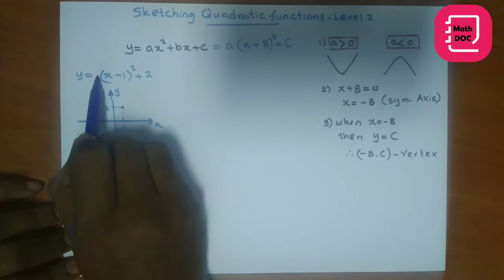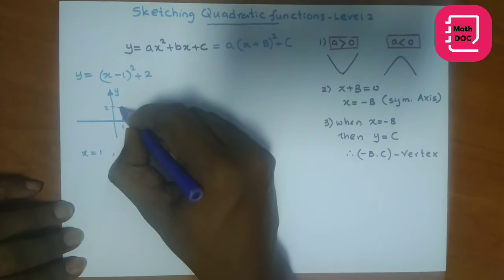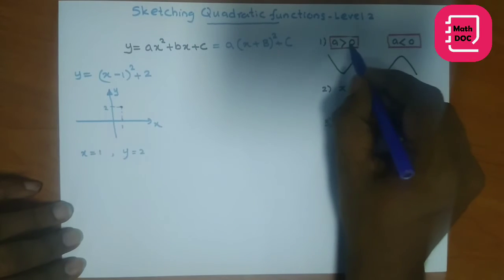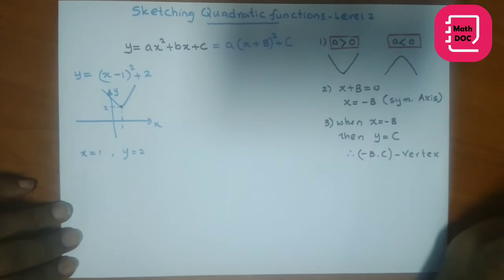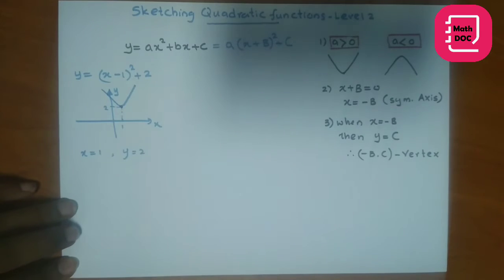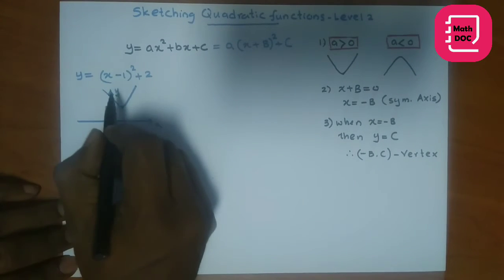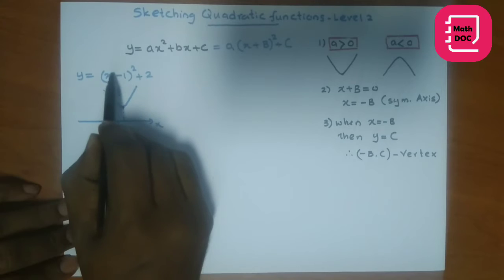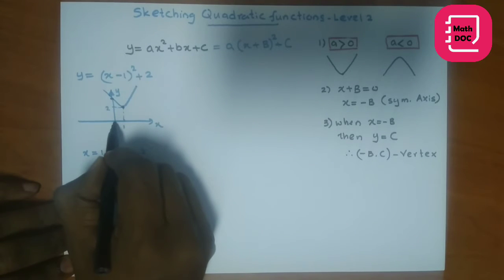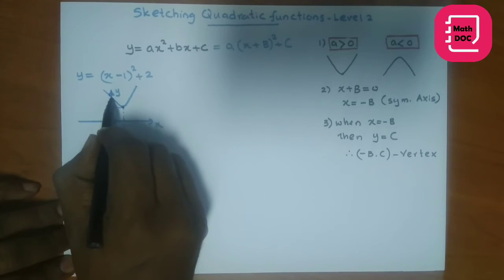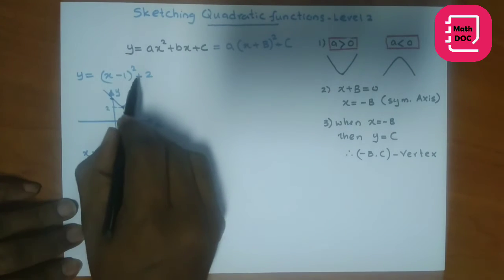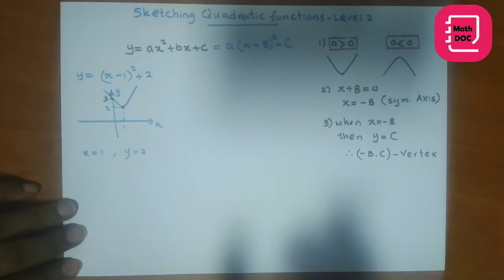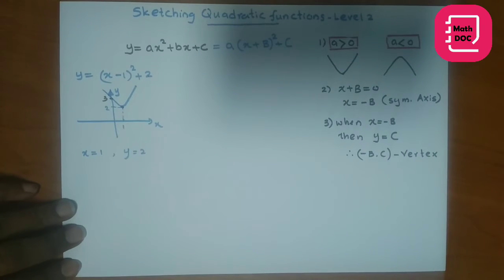Now see here, the leading term is positive. Therefore this point will be the minimum. If a is positive, it is a minimum shape. Here the graph. Then you can obtain the y-intercept by substituting x equals 0 into the function. When x equals 0, (minus 1) squared is 1, 1 plus 2 is 3. That is the y-intercept.